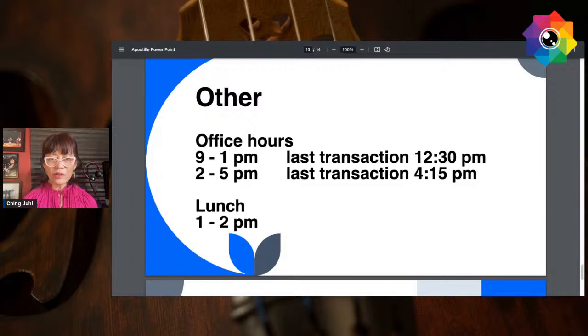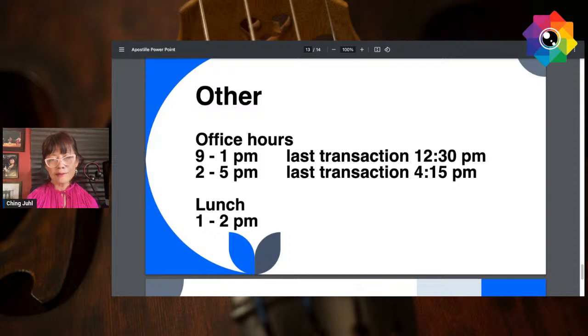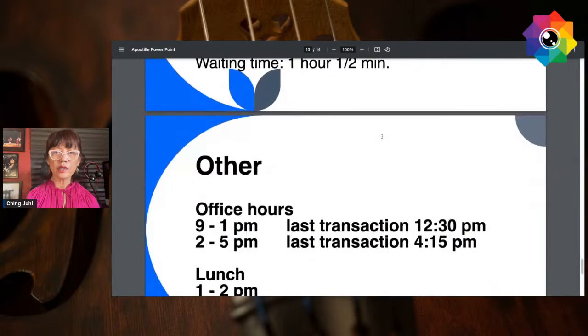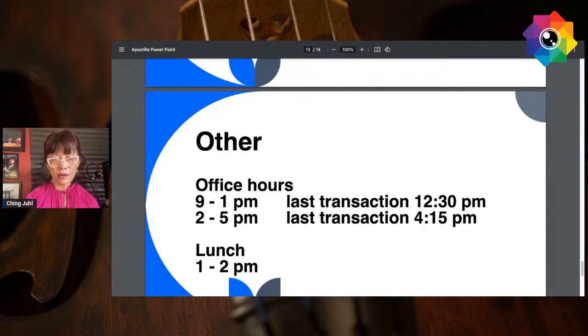Now they say 2 to 5, right? At 4:15, they do not accept any papers. Last transaction. Okay. So that's something you need to keep in mind. But I have other things I want to tell you. Now let's go back to here.